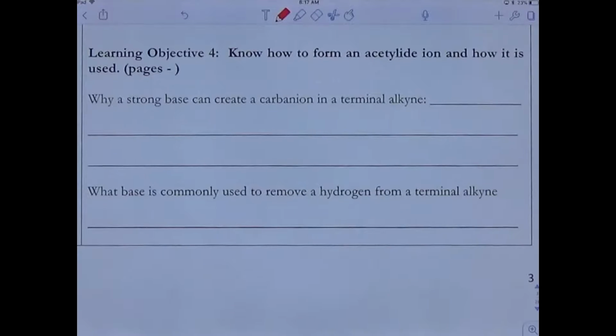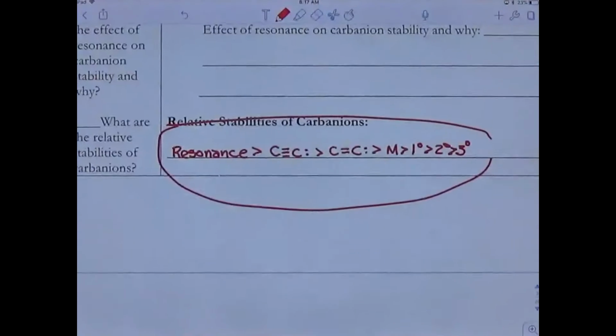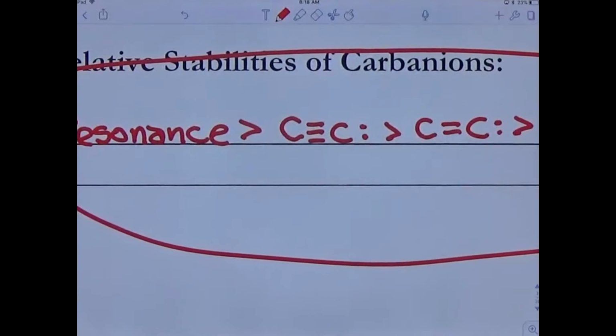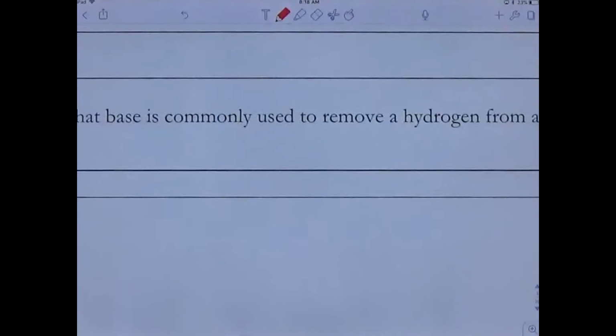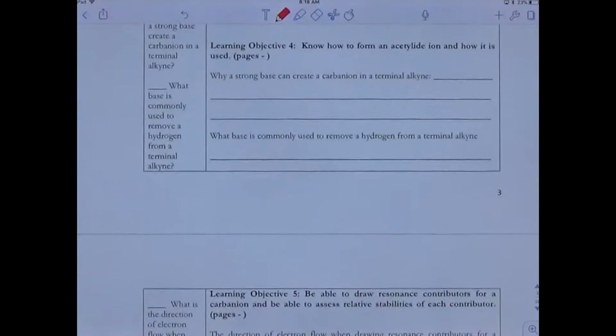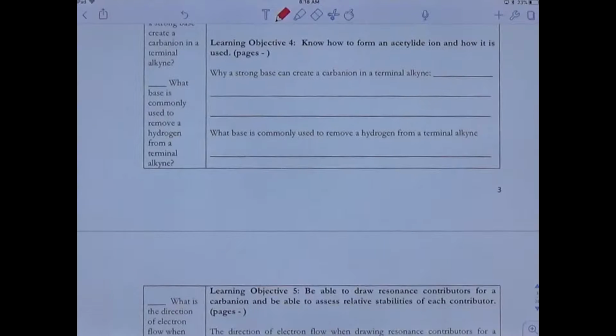And then why can a strong base create a carbanion in a terminal alkyne? Yeah, it's only sp hybridized, so it has a smaller orbital. Yep, it's second on your list of stabilities. And the base that's commonly used is NH2 with a minus charge. I wish I would have had enough room left on that line just to put it at the end of the line. It just didn't deserve an entire line there, but I couldn't fit it.